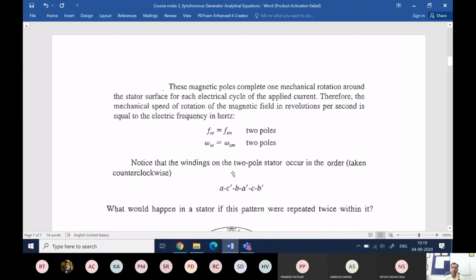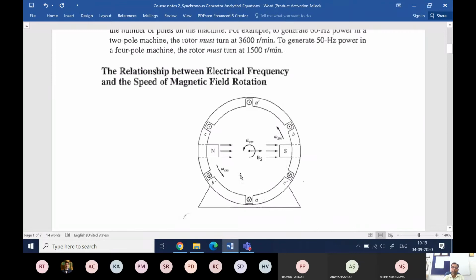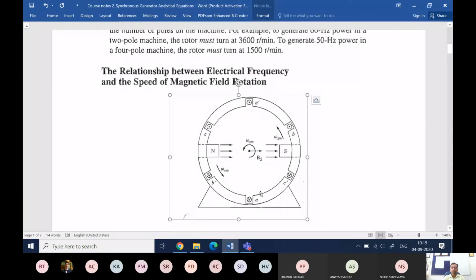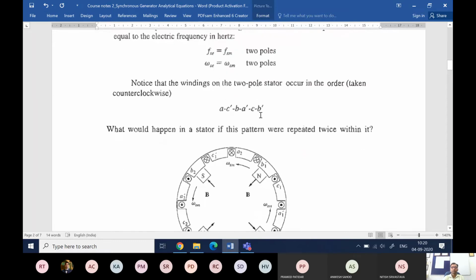So this is the case of a two-pole machine. And also, if you look at the winding sequence as it goes around, it will go as A, C dash, B, A dash, C, B dash. So we are taking it in the counterclockwise direction. Starting from A, the sequence will be A, C dash, B, A dash, C, and B dash. So this will be the simple case with a two-pole machine.